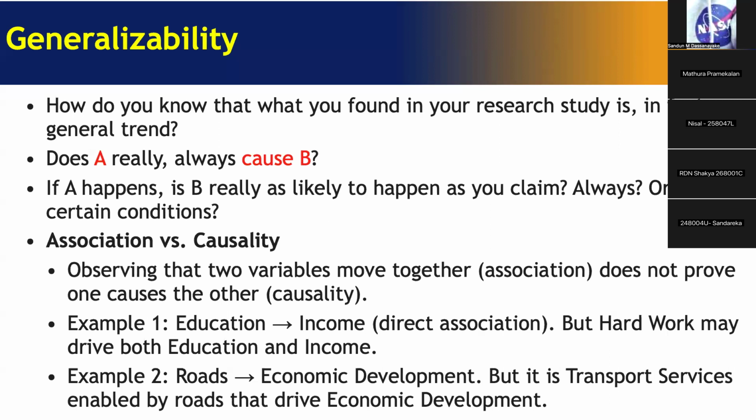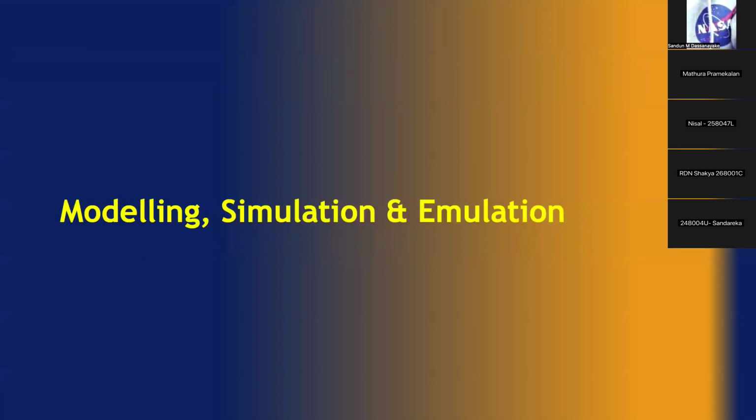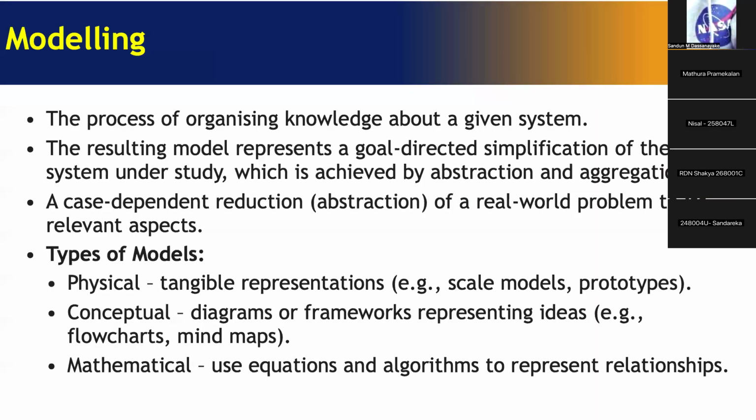Economic development and the roads, it is also something that indicates. So these are some association versus causality questions. And we try to answer these things in research so that we can generalize our findings. Right. So modeling, simulation, and emulation, I talked about this earlier on.